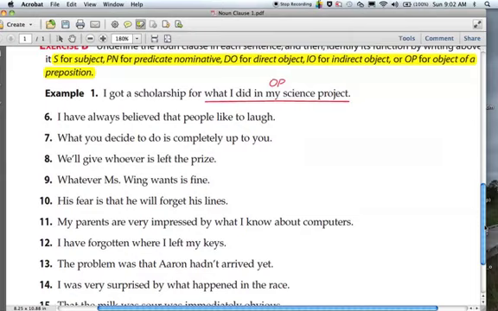Now, remember, if you're a little shaky on object of a preposition, the object of a preposition is the noun that finishes the prepositional phrase. So if your prepositional phrase is on the dock, dock would be the object of the preposition. If your prepositional phrase is in a glass, glass would be the object of the preposition. So for it to be an object of the preposition, you're going to have this fat clause that's attached to a preposition.